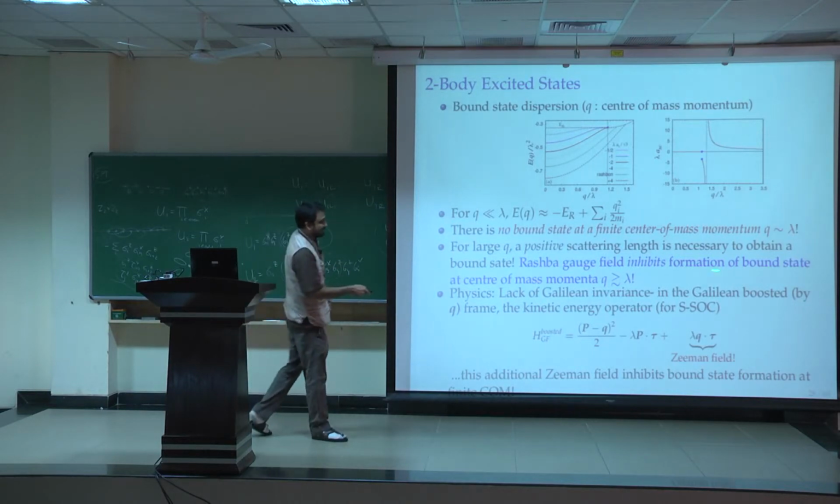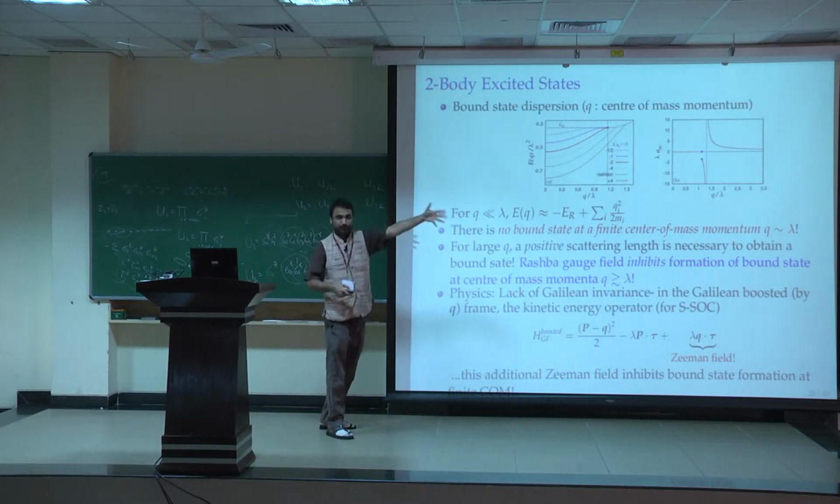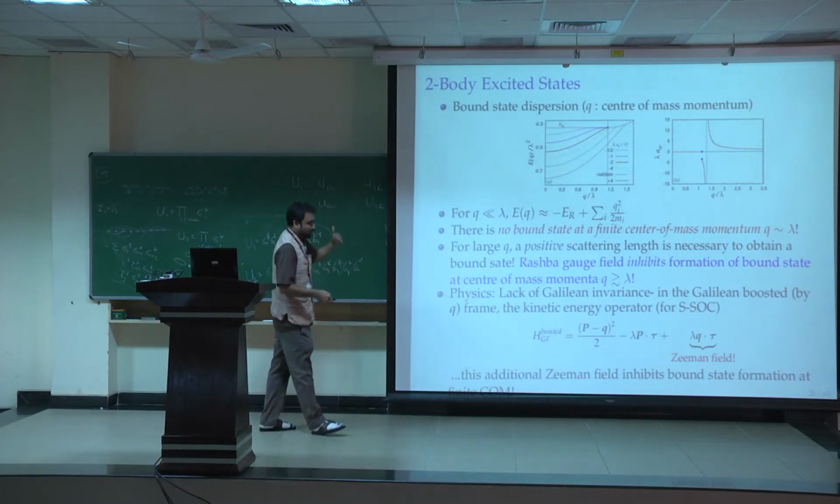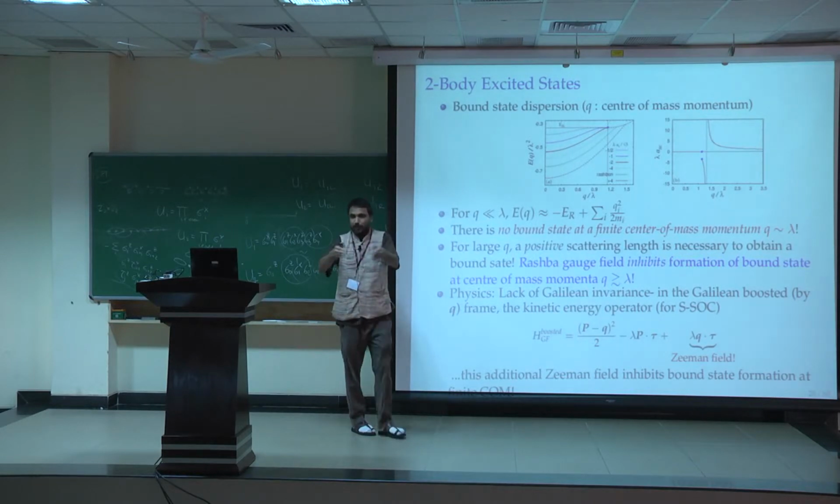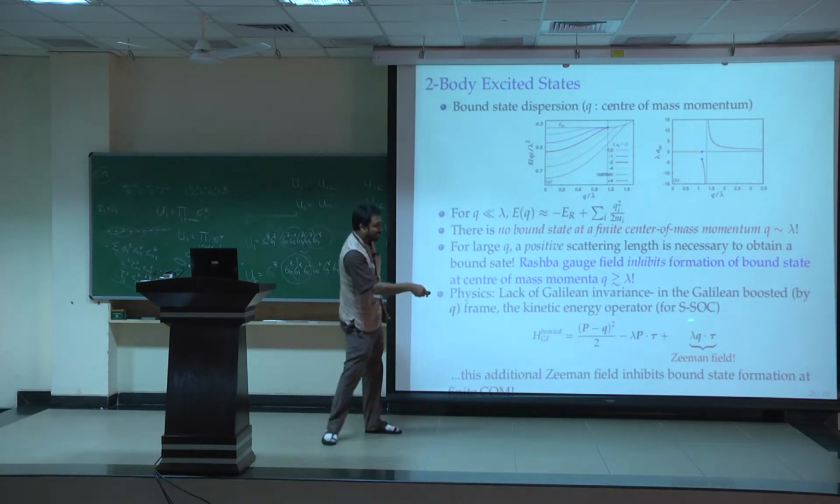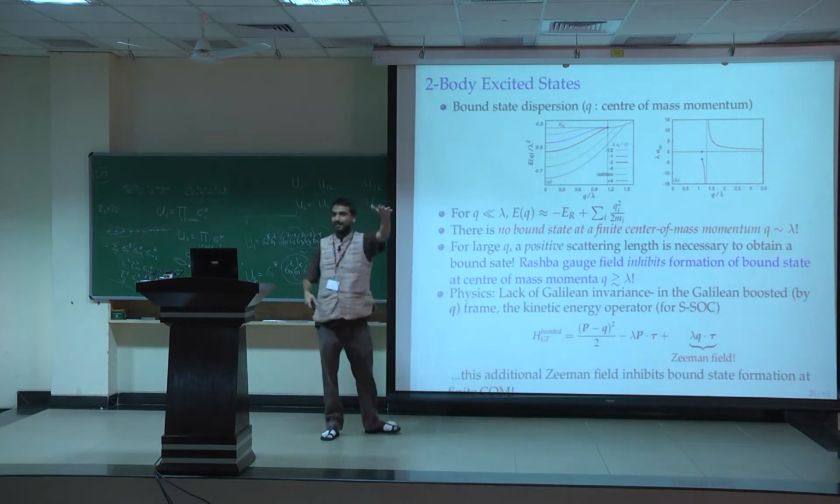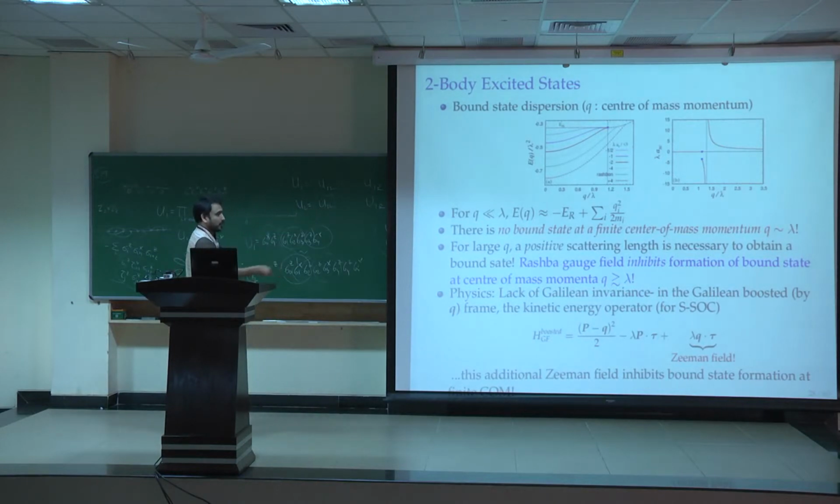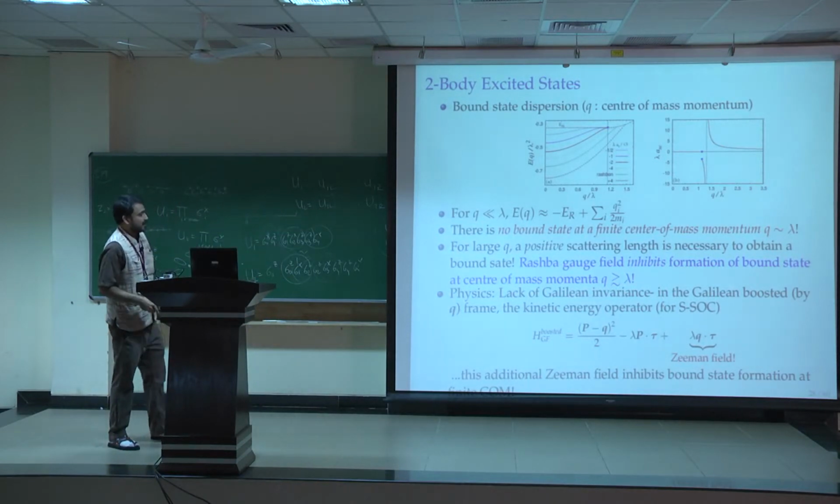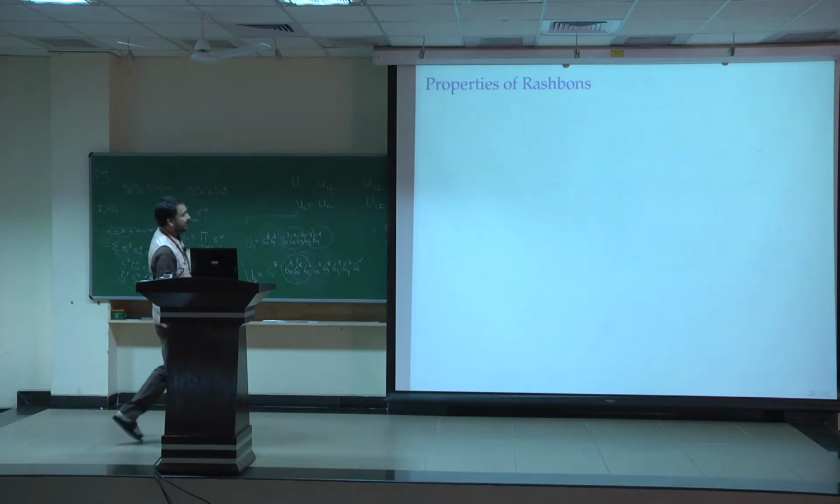The idea is that the system has no Galilean invariance because you have put in this potential. And because you don't have Galilean invariance, when you go to the center of mass momentum, you see that the Hamiltonian changes to this. In addition to this sort of change of velocity, you also get a Zeeman field associated with this center of mass momentum. And the Zeeman field actually splits the pair. So this is the story.